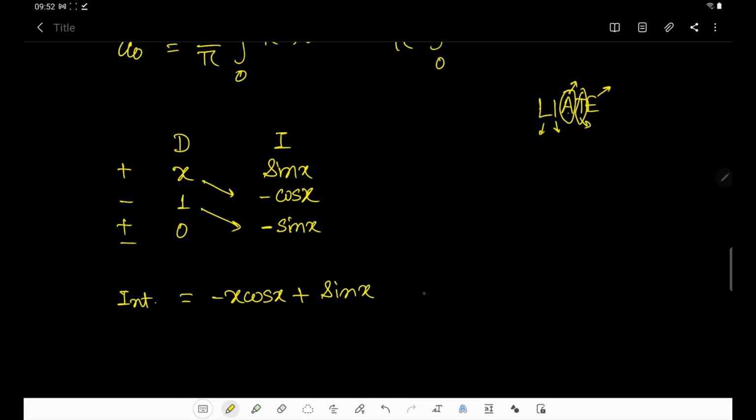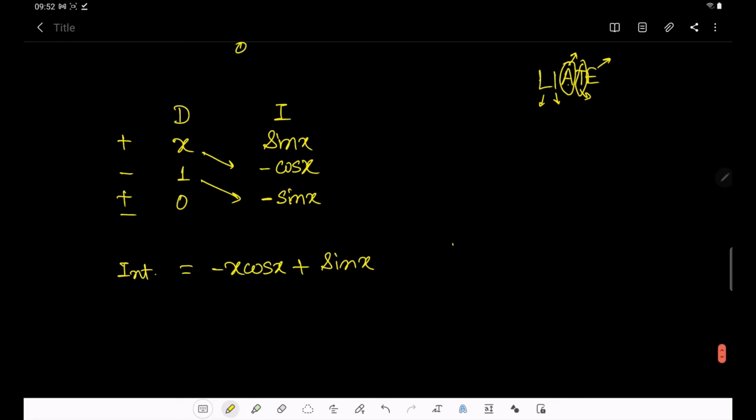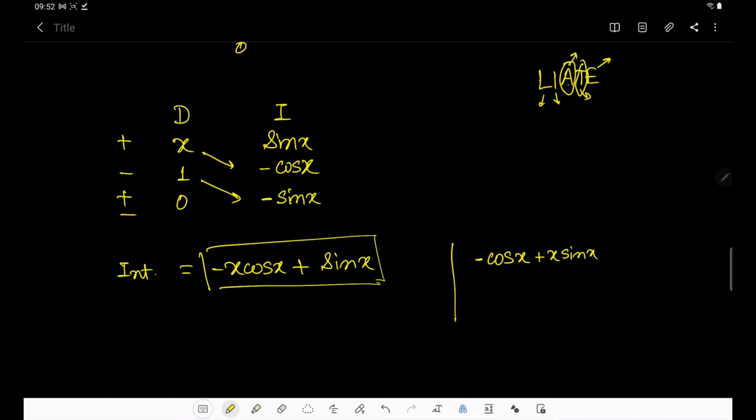It is our integration. You can meanwhile check whether the integration is correct or not. If you differentiate this thing, what do you get? Let's see. I am differentiating this to check whether our integration is correct. The differentiation will produce x sin x, which was our f(x). So our integration is correct.